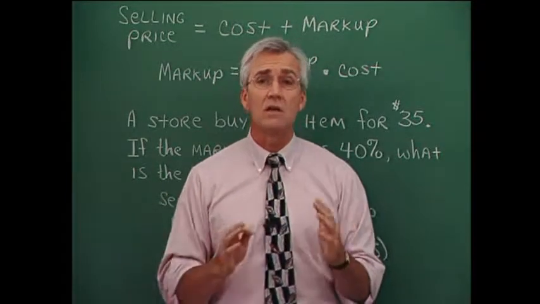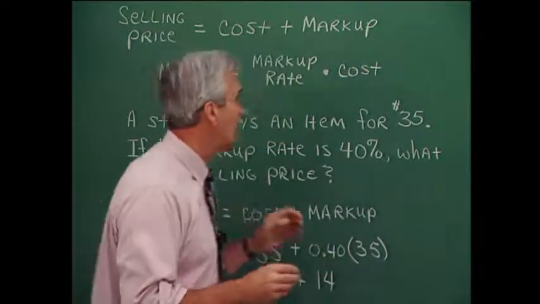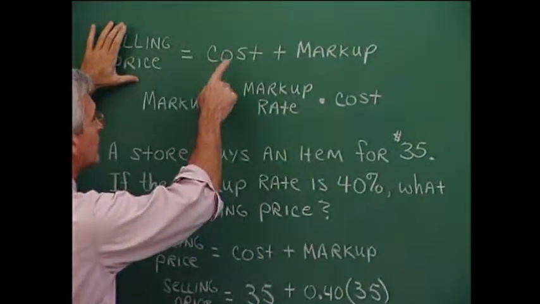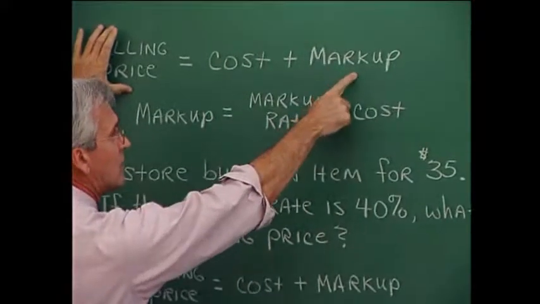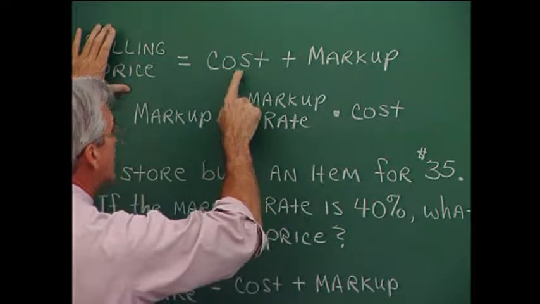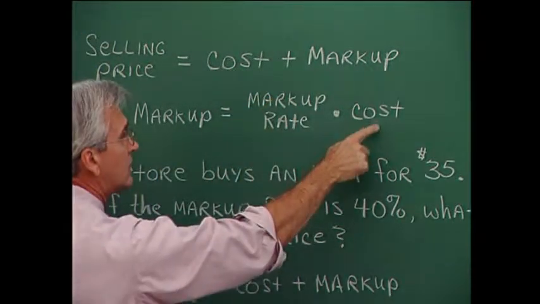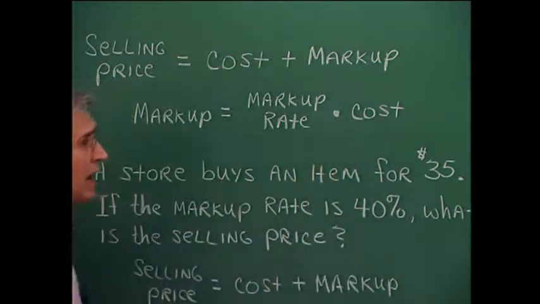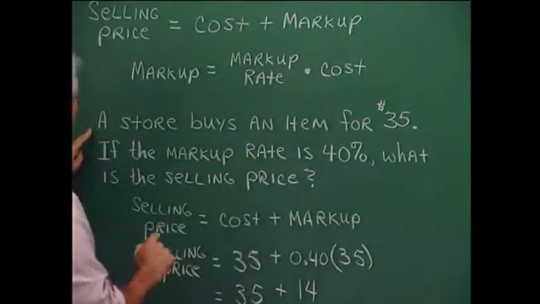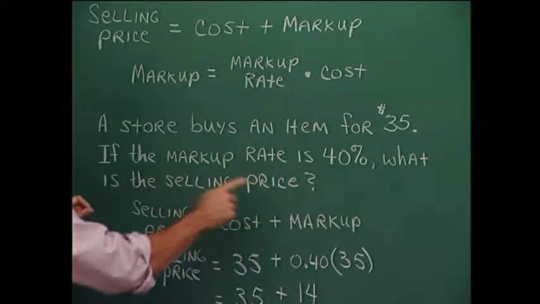And generally, the markup is a percent of the cost. That is, the selling price of an item is determined by or calculated by taking the cost of the item and adding some markup. But the markup is some percent of this cost. So markup is some markup rate, which is a percent, times the cost. Let's look at a problem and we'll see how it all works. A store buys an item for $35. If the markup rate is 40%, what is the selling price?